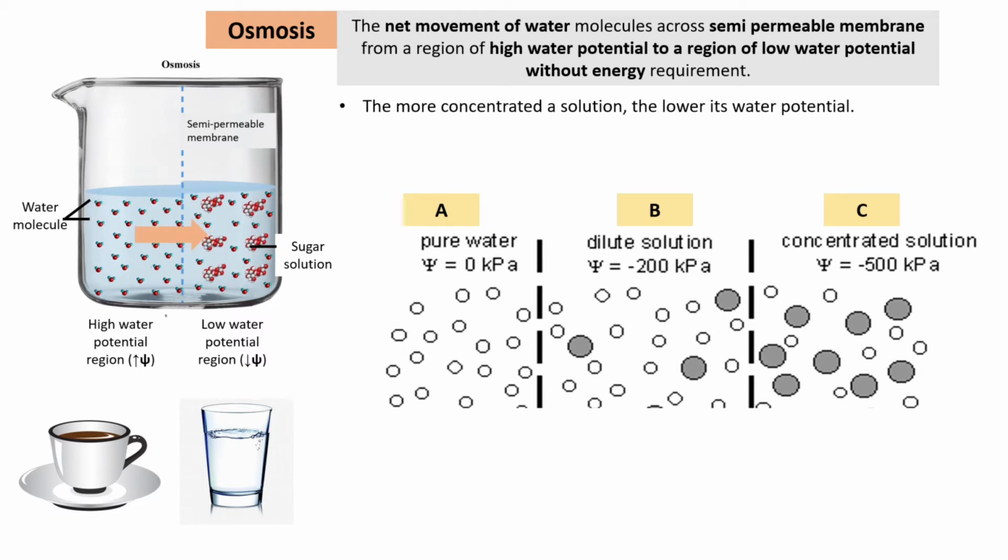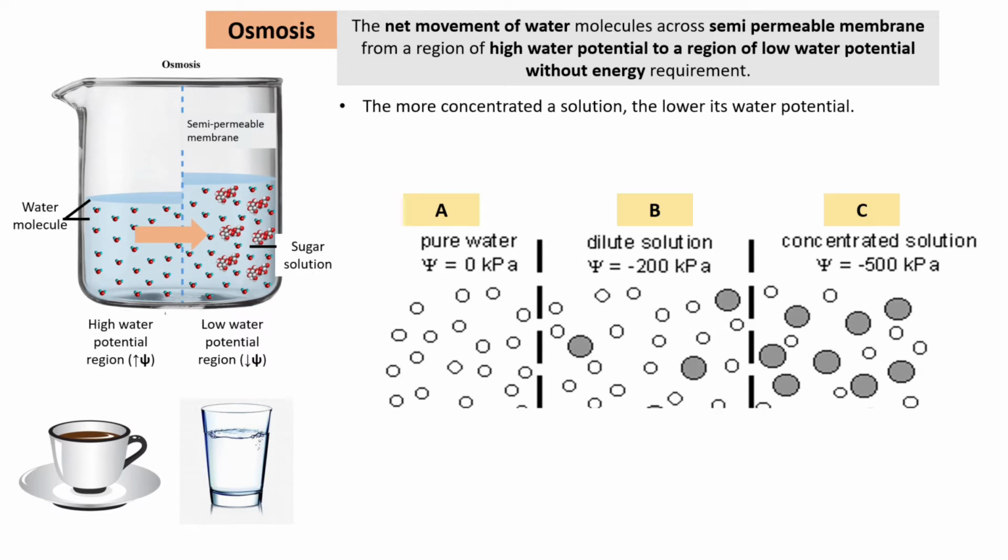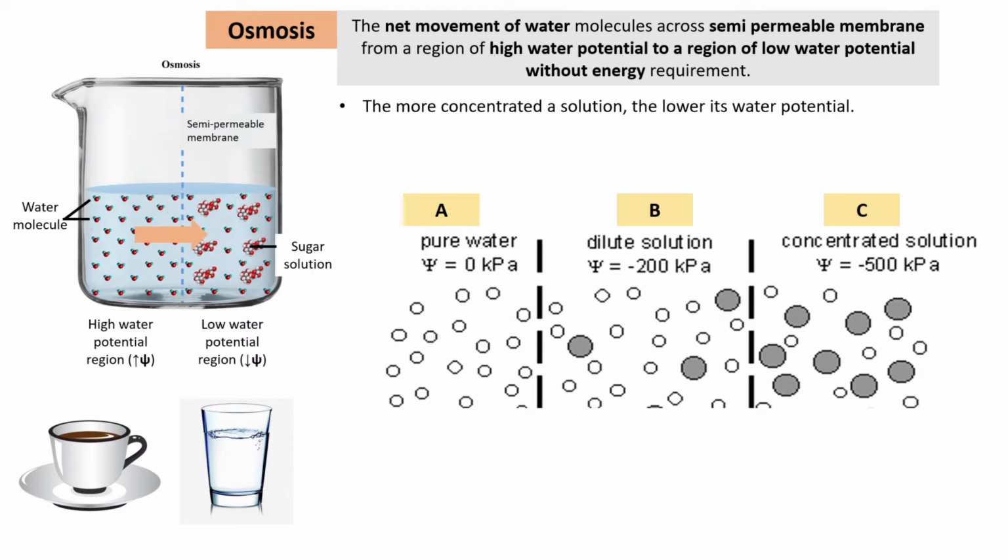In this diagram there are three regions with different water potential, that are separated by semi-permeable membrane. Region A is pure water, with 0 kPa water potential. Region B is dilute solution, with negative 200 kPa water potential. Region C has concentrated solution, with negative 500 kPa water potential.